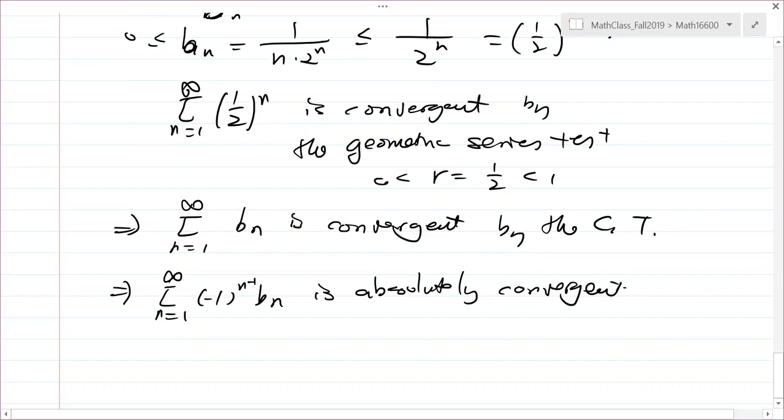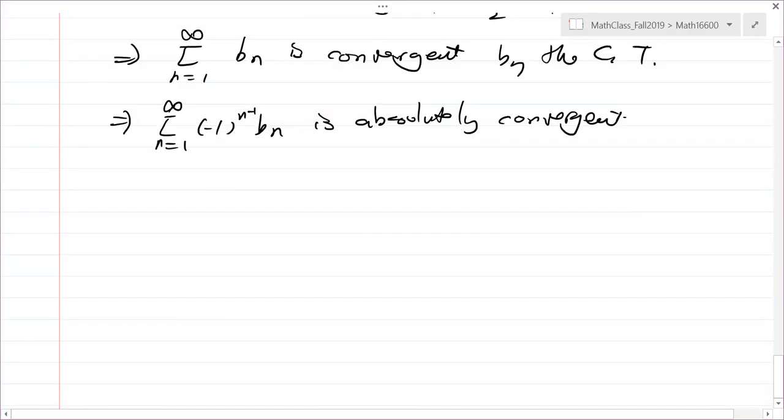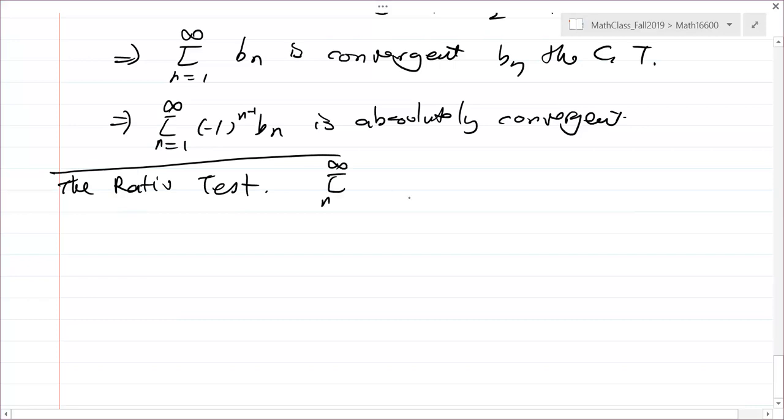Now why do we want to study absolute convergent? We're going to deal with some series where some terms are non-positive. It's not an alternating series. We still want to look at convergence, right? Now we are going to introduce two important tests. One is called the ratio test. The ratio test is for an arbitrary series. Here, I do not assume a_n is positive or negative.